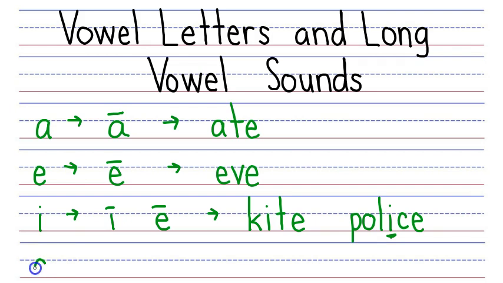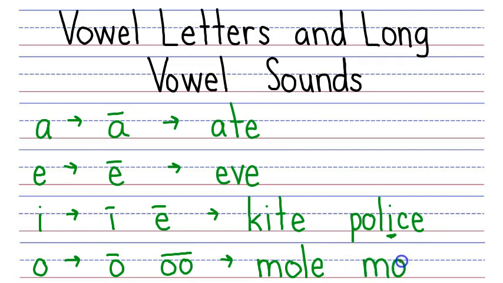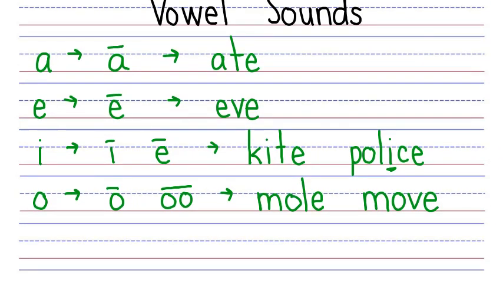Like I, O makes 2 long vowel sounds. A long O sound, where O says its name, and a long double O sound, where O says oo. For example, O says O in the word mole, M-O-L-E, and O says oo in the word move, M-O-V-E. Let's get some more space here.